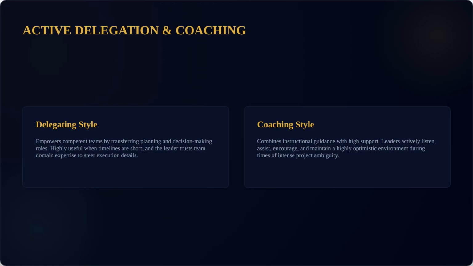Now let's step up the maturity curve to more collaborative styles, delegating and coaching. A delegating style is highly effective when you have a super competent, experienced team. You as a leader step back from daily micro decisions and trust them with planning and execution.